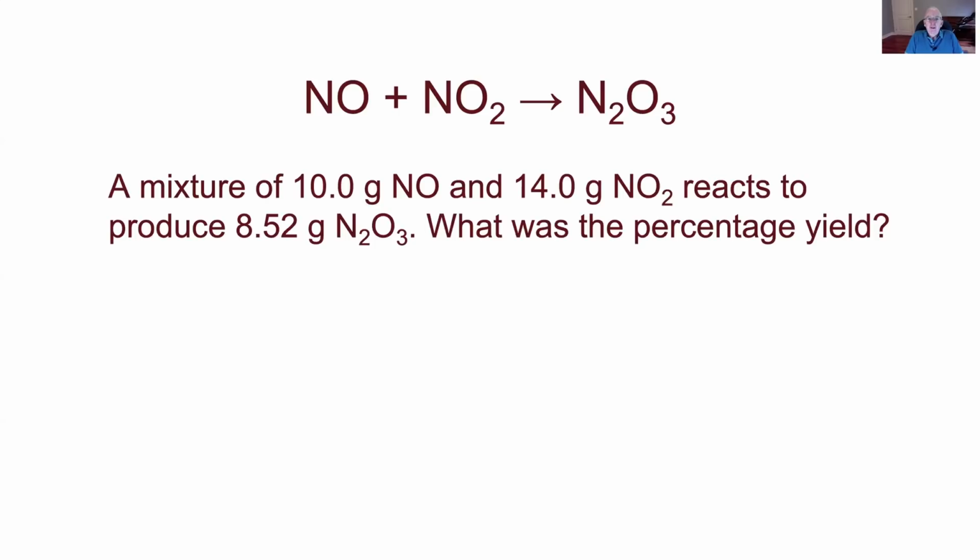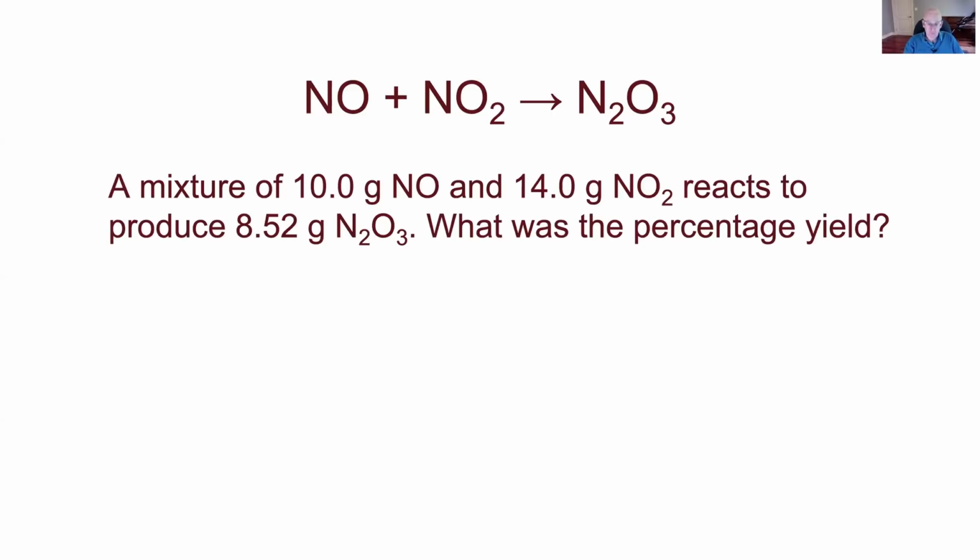So what have I got? I've got a very simple reaction here, just a combination reaction really, NO and NO2, making N2O3. I just chose a nice simple thing. It says 10 grams of NO react with 14 grams of NO2 to produce 8.52 grams of N2O3, and we want to know our percentage yield. Okay, so let's see what happens here.